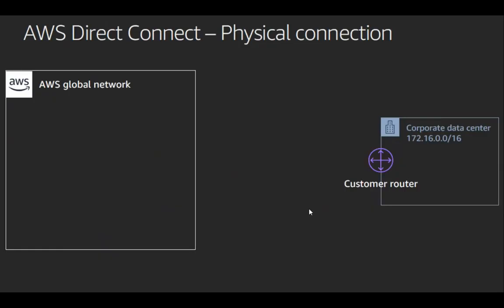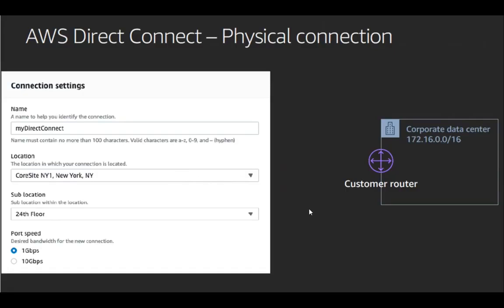Now let's understand through a diagram how it will look. On one end you will have the AWS global infrastructure, the global network, and on the other end you have the corporate data center, where you have your internal private network, 172.16.0.0/16, and an edge device. In this case, we'll call it the customer router, right?